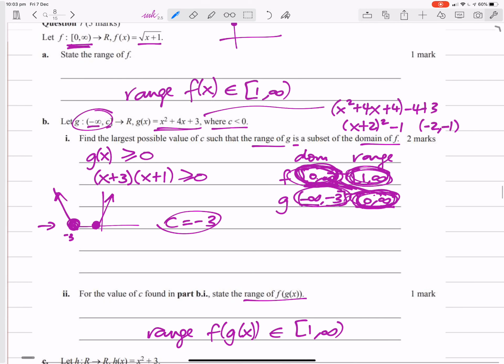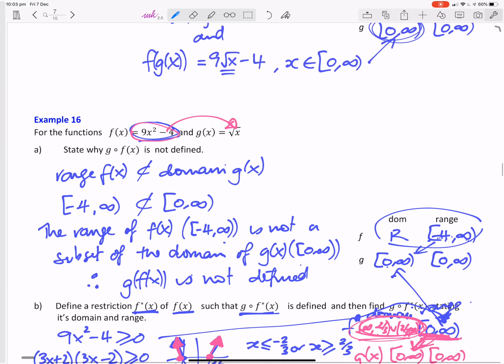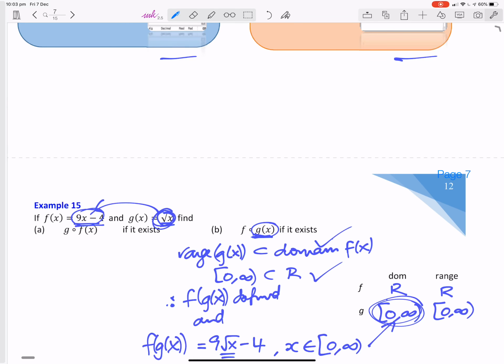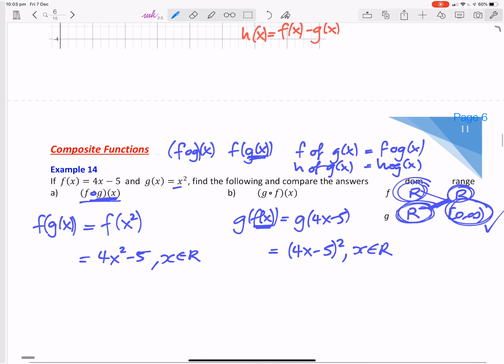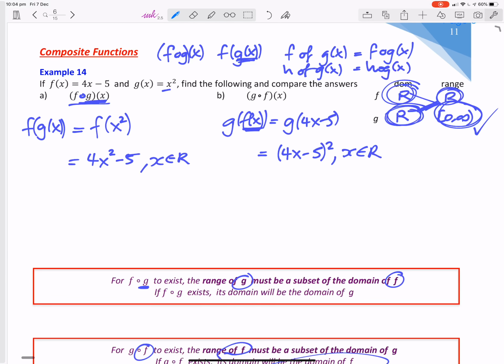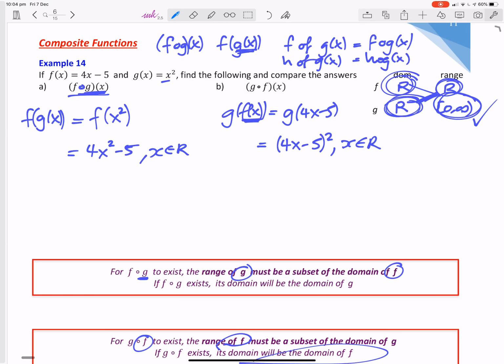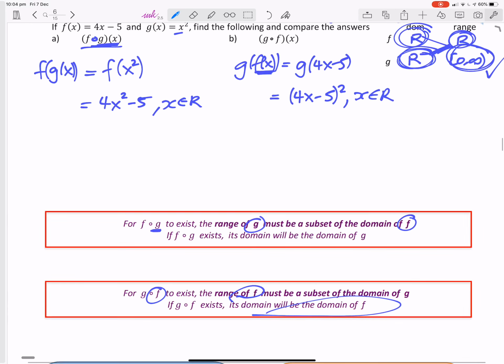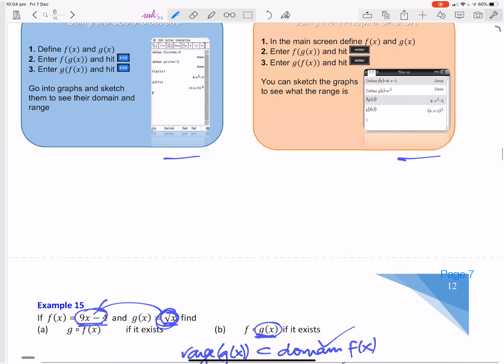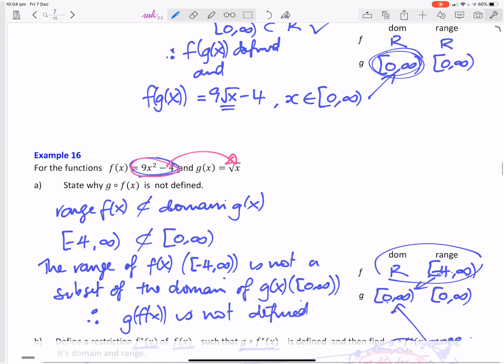Okay, so that's composite functions. Possibly the hardest topic early on in methods. Well, it's definitely the hardest topic early on in methods. Hopefully you understand. And make sure you do all the questions in the chapter, and then make sure at the end of the year this is something you really focus on, because I can guarantee you it'll be on the exam.